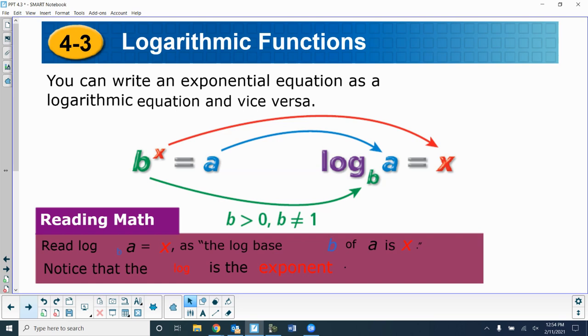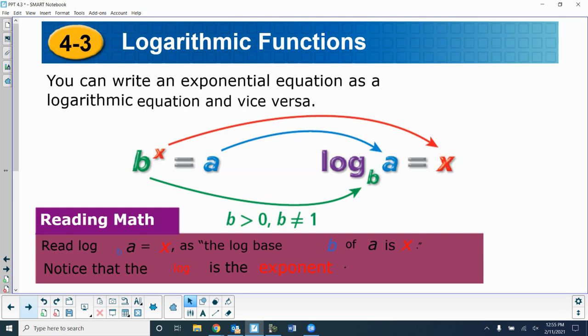That this exponential equation, this base raised to this power equals this number. When you write it as a log, it's log base b. Base b, the b's the base over here, b's the base there. That's a subscript we call, of the number equals the exponent. That's what a log equals, the exponent. So that's why the red x is over there.